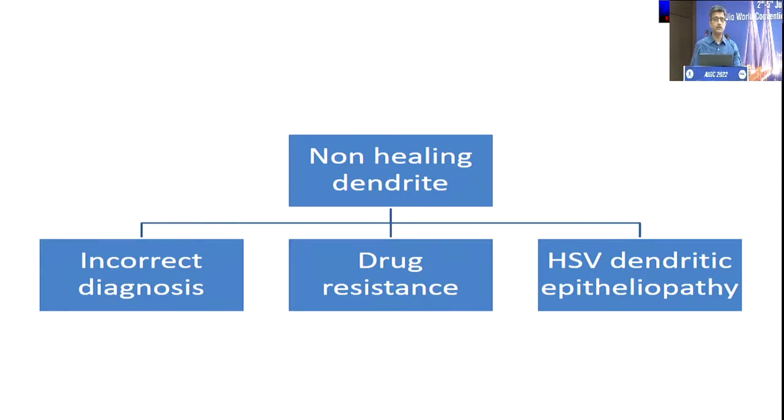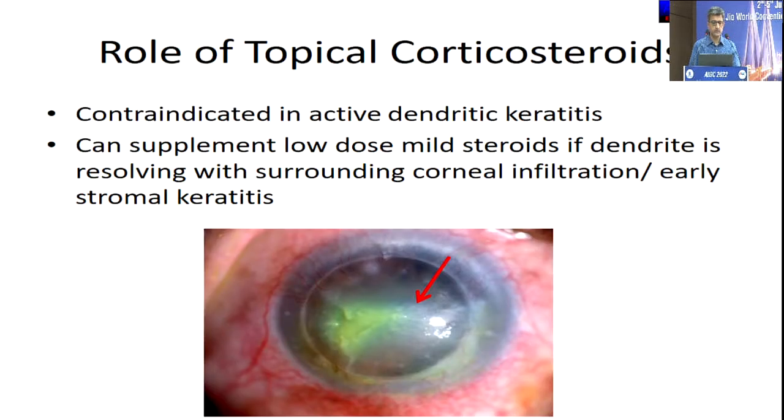So what happens if a dendrite is not healing? It can be an incorrect diagnosis, so you have to reconsider the diagnosis. It can be drug resistance, which is very rare, in less than 5 to 10% cases, but if this is the case, then you can observe, because dendrites may be self-healing also, or you can change to oral agents like foscarnet, famciclovir. Or it can be an HSV dendritic epitheliopathy, which is basically a healing ulcer, so you just have to reduce your antivirals to reduce the toxicity.